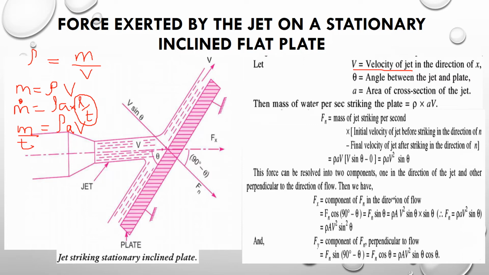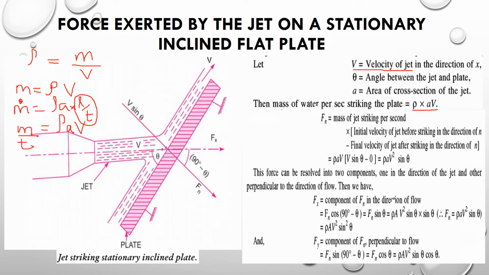So I can write mass of jet striking per second as rho a v, which we substitute, into the initial velocity of the jet before striking in the direction of n. And the final velocity, as you can see here, after striking there is no component in the direction of n. So we can substitute 0 here. The final expression is Fn is equal to rho a v square sin theta.